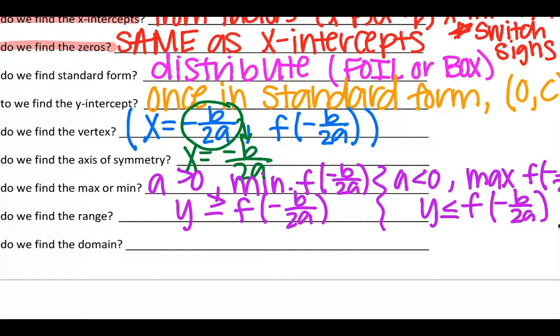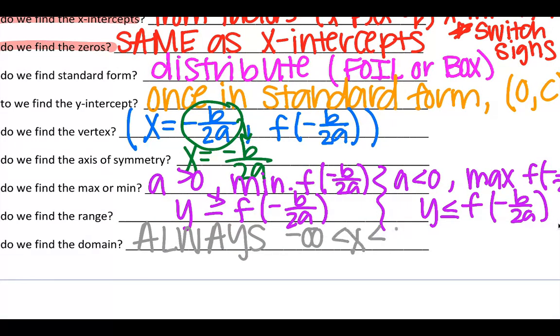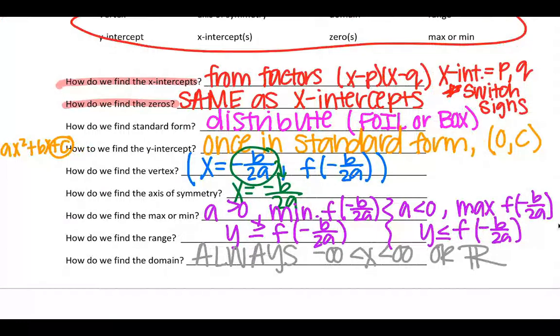Domain is always negative infinity to positive infinity, or your fancy R, all real numbers. And that is how you find everything. Neato. Okay, let's try it.